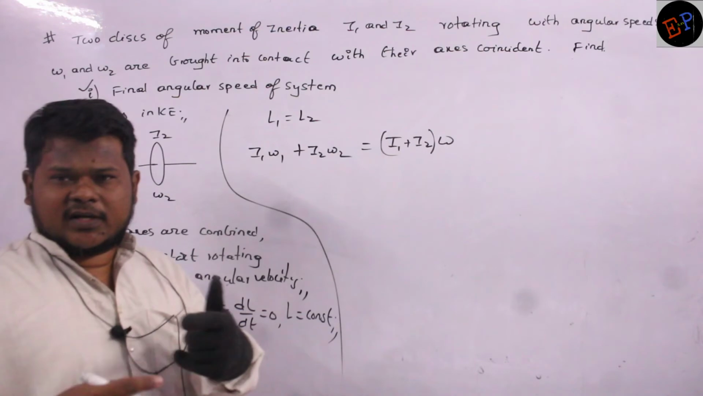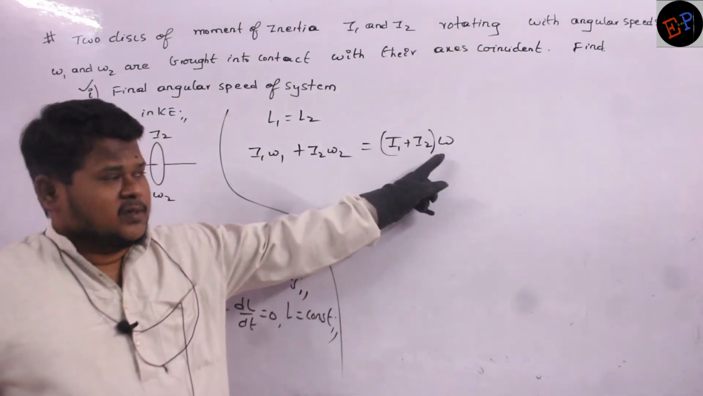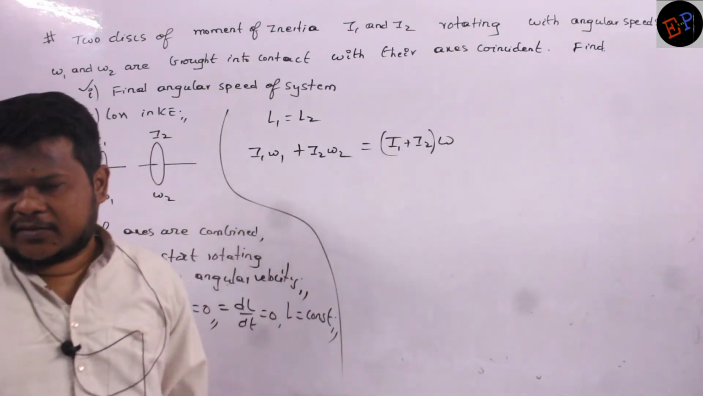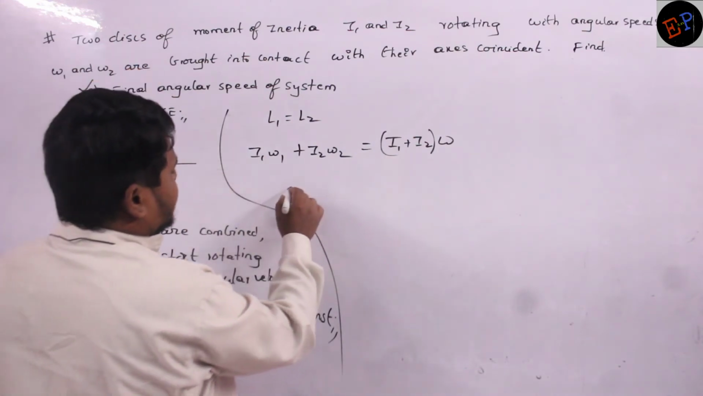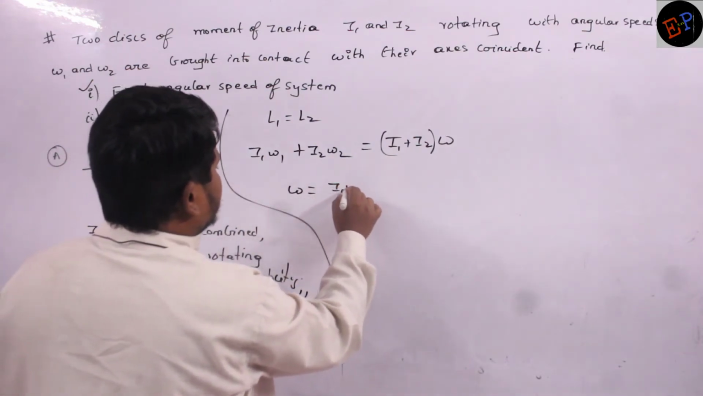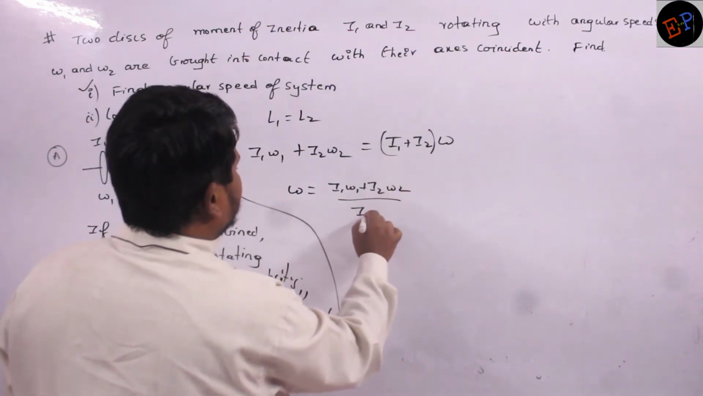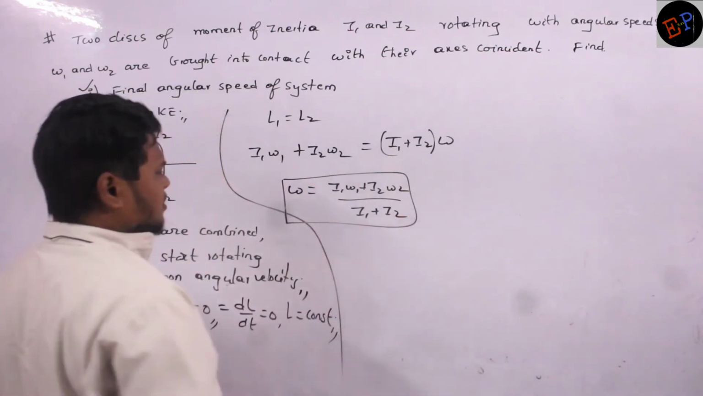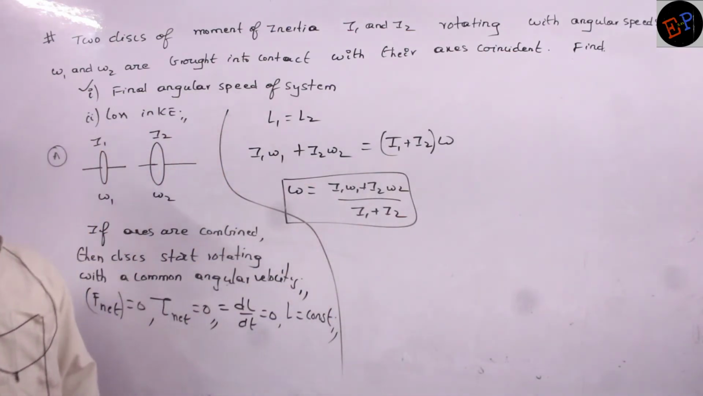The two discs start rotating with the same velocity, right? That angular velocity is omega. So for the first one also it is the same, and for the second one also the same angular velocity. So therefore, what is the final angular velocity? Final angular velocity is (I1 omega 1 plus I2 omega 2) divided by (I1 plus I2). That is my answer. Is there anything left to solve here?